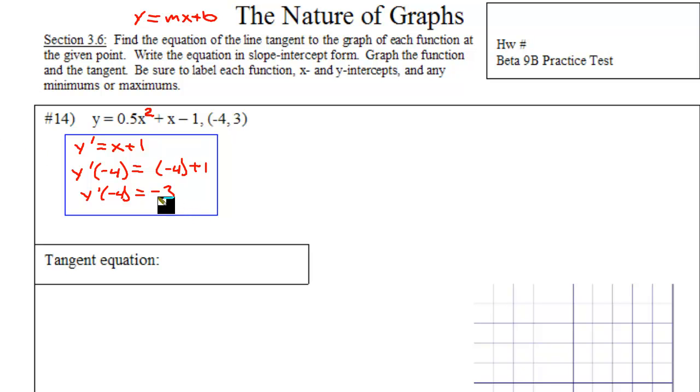So once again, we have a slope and we have a point. What better way to write the equation than to use point-slope form, which can be used anytime you have a point and a slope. So 3 is our y sub 1, negative 4 is our x sub 1, and m is negative 3, which is our slope. So we plug those numbers in to this formula.